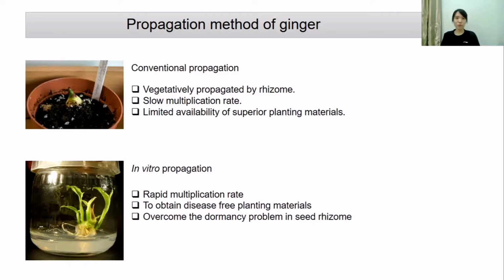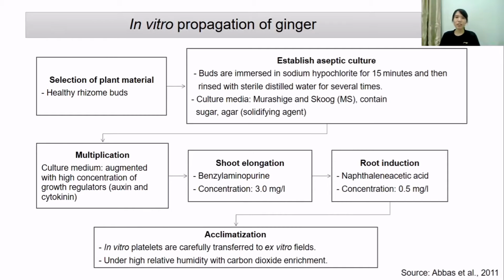There are two types of methods used in ginger propagation, which are conventional and in vitro propagation. In vitro propagation is also an alternative to vegetative propagation due to rapid production of healthy plantlets. In in vitro propagation of ginger, healthy rhizome buds are selected. The rhizome buds are immersed in sodium hypochlorite for 15 minutes and then rinsed with sterile distilled water.